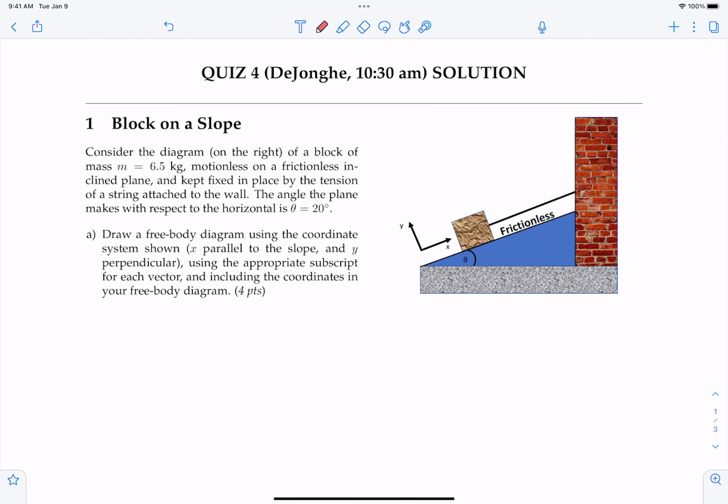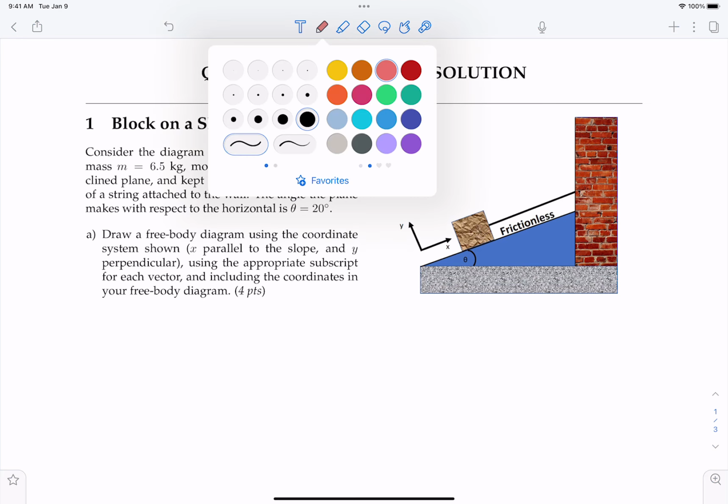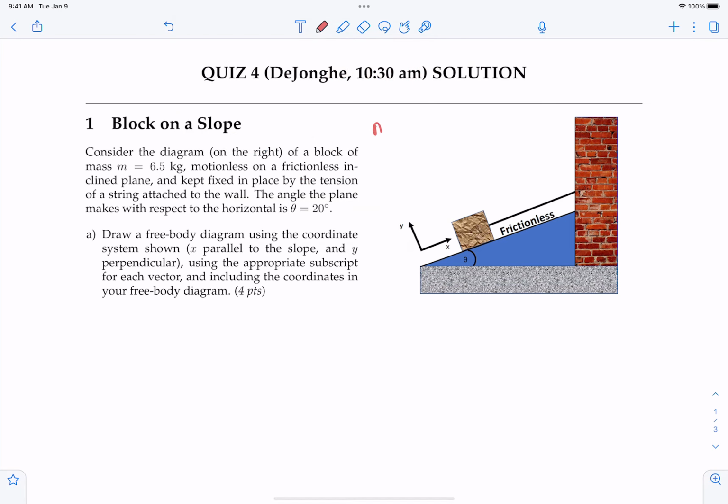So problem 1 here is a block on a slope, right? It says consider the diagram on the right of a block of mass 6.5 kilograms. Mass is 6.5 kilograms, and it's motionless on a frictionless inclined plane. So it's motionless and it's frictionless. Those are 2 important keywords when figuring things out with this problem.